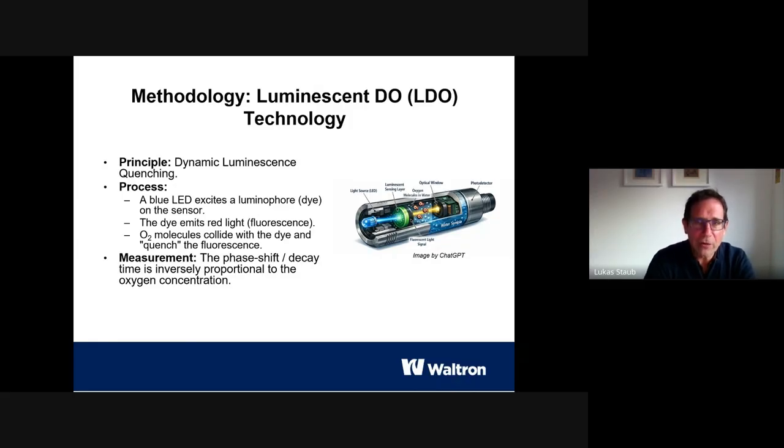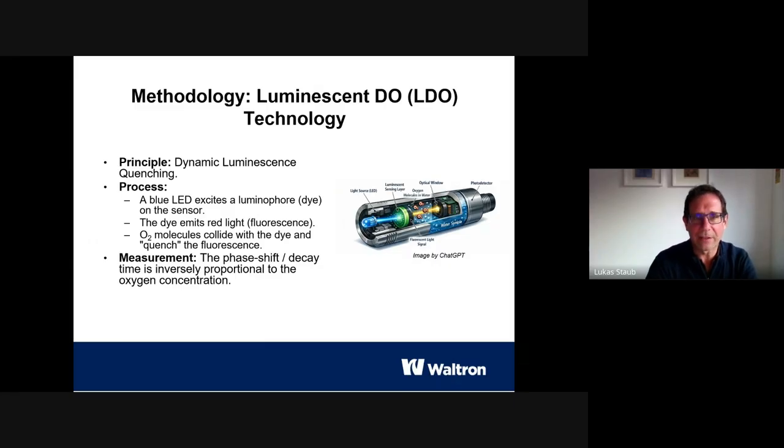And because we don't have a hydrogen interference, we are actually much more stable, and there is no drift in the measurement. So the zero-point calibration that has to be done is not very frequent. And again, I remind you, we're not measuring close to the zero point. The process is very simple. An LED excites a luminescent dye on the sensor.